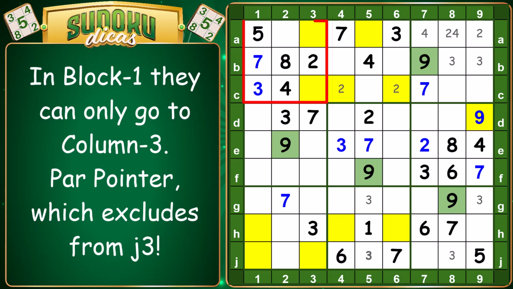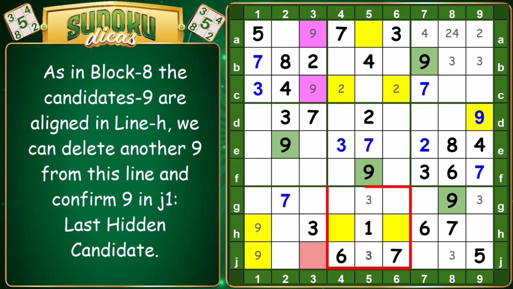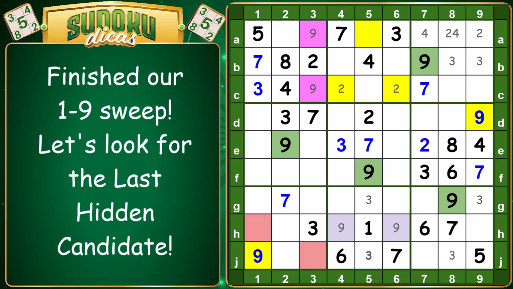In block 1 they can only go to column 3. Pointing pair, which excludes J3. In block 7, it has to go to column 1. As in block 8 the candidates 9 are aligned in row H, we can delete another 9 from this row and confirm 9 in J1. Last hidden candidate. We have finished our 1 to 9 sweep.